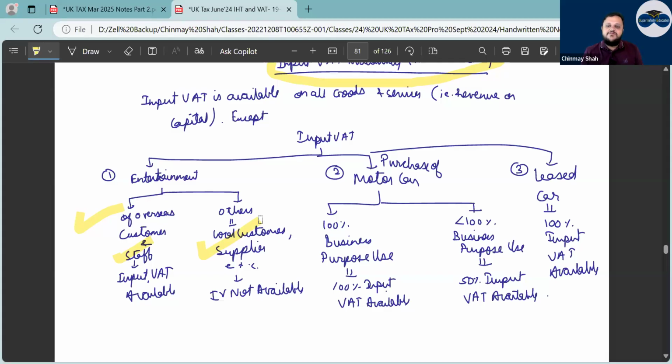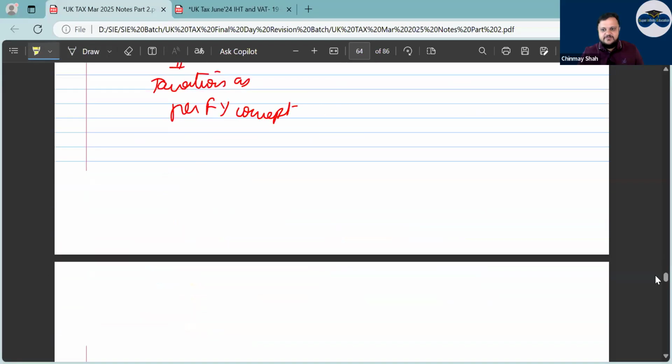Then input VAT on purchase of motor car, right? 100% business use, 100% input VAT available. But if the motor car is less than 100% business use, say 90%, then only 50% input VAT available. Leased car, right? I have written here 100%, but it should be 80%. Leased car, paid directly, 50%. Have a look. I changed it here, I think.